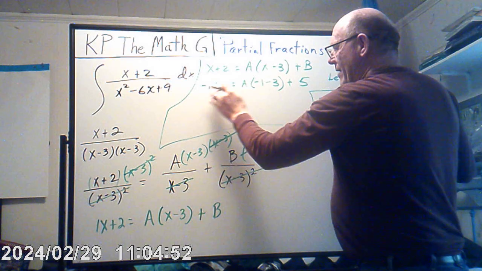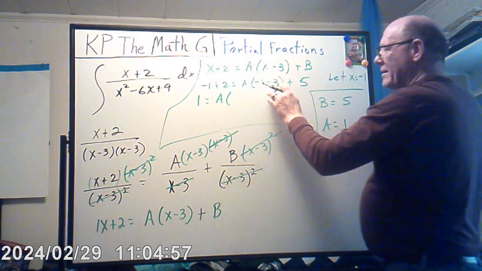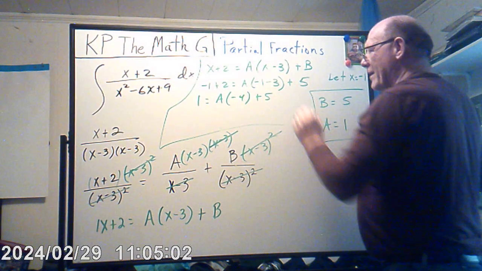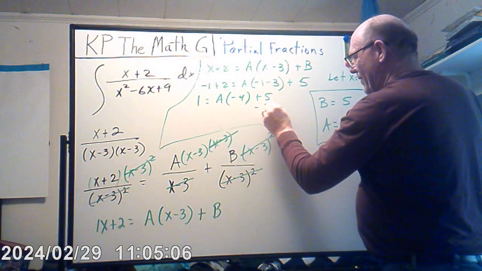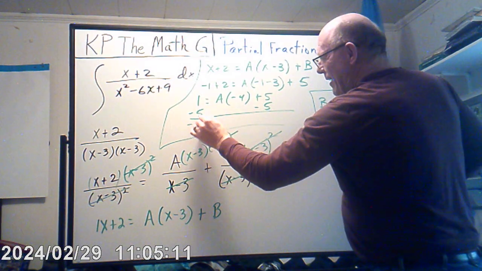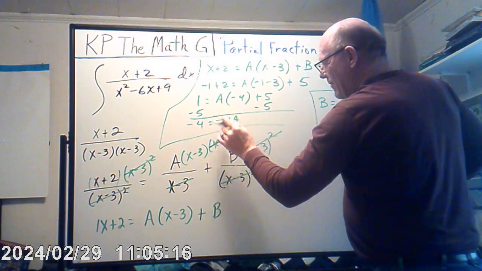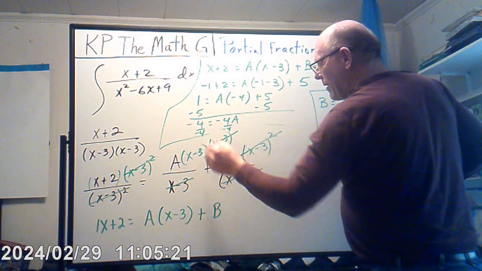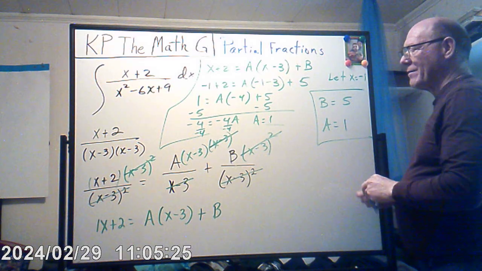So negative 1 plus 2 is 1. And this is a times negative 4, and still plus 5, right? I'm going to subtract 5 on both sides. And look what's happening. This side is 1 minus 5, which is negative 4, and this is negative 4a. If I divide both sides by negative 4, a is still equal to 1. So it doesn't matter what we do with that.